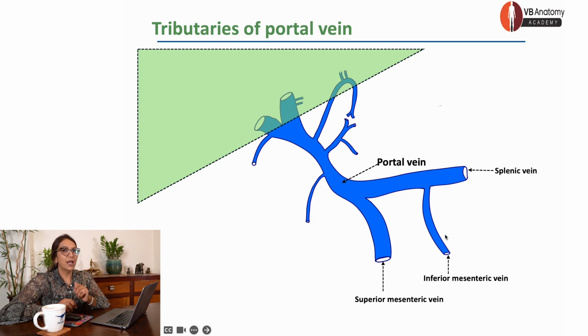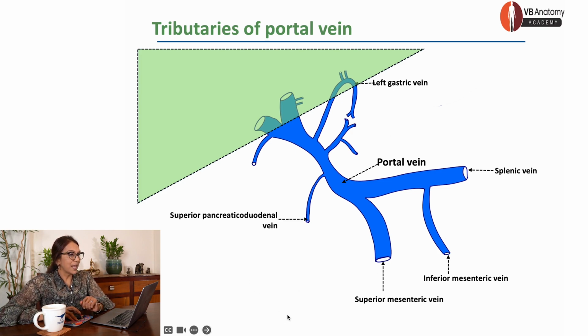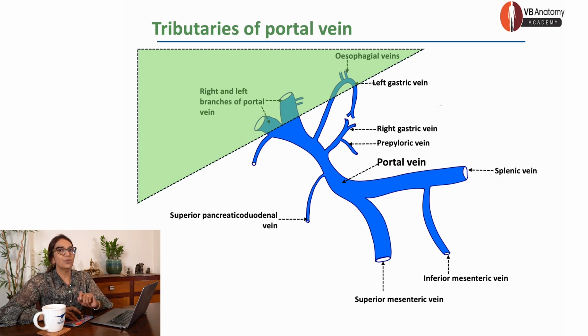The portal vein now ascends upwards towards the liver, receiving the superior pancreaticoduodenal vein, the left gastric vein, which also receives the esophageal veins, and the right gastric vein, which may receive the prepyloric vein. All this blood now reaches the porta hepatis, and the portal vein divides into right and left branches of the portal vein.